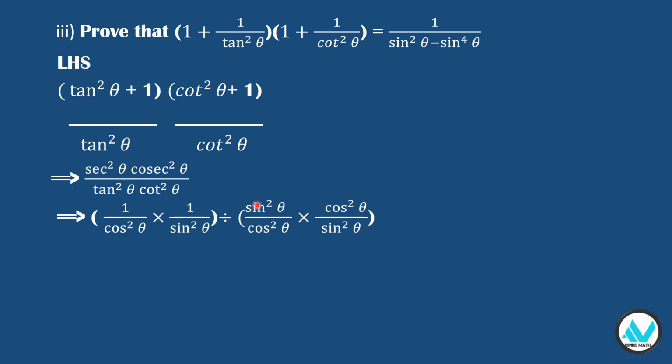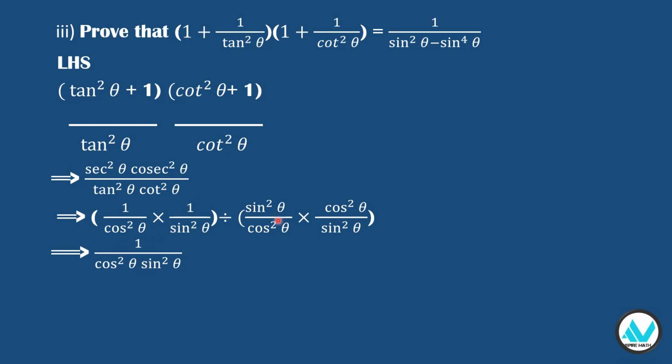I'm going to write as sine square theta by cos square theta, and cot square theta is nothing but cos square theta by sine square theta. Now I can cancel sine square and sine square, again cos square and cos square. I am left with 1 by cos square theta into sine square theta.